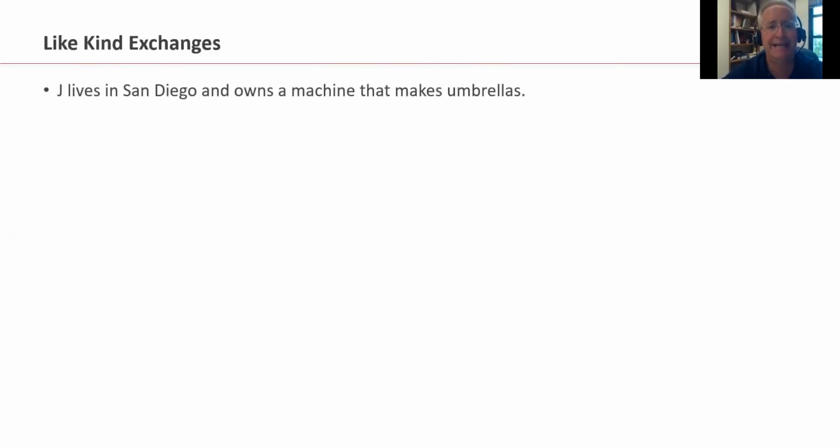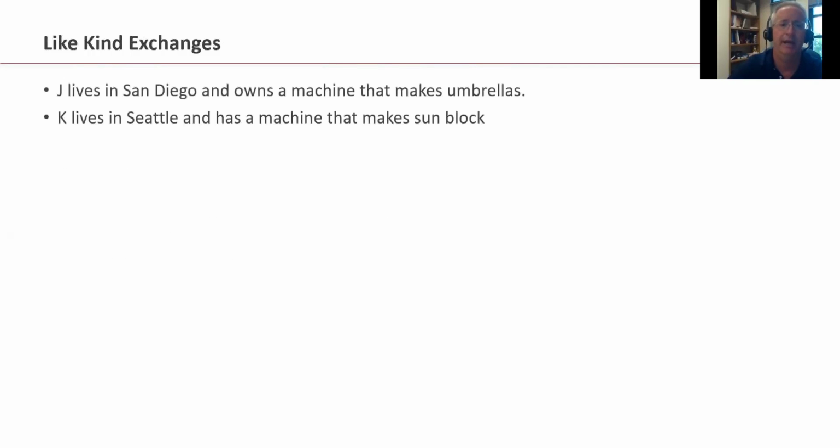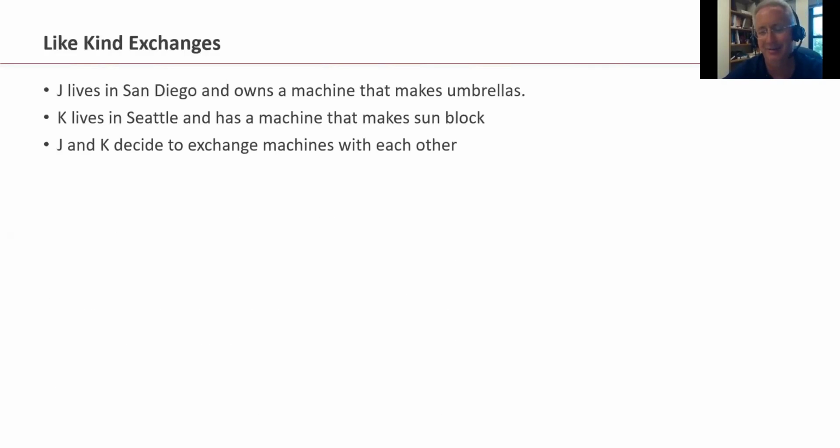So Jay lives in San Diego, and Jay owns a machine that makes umbrellas. And Kay lives in Seattle, and Kay owns a machine that makes sunblock. I'm telling you now that an umbrella factory in San Diego and a sunblock factory in Seattle, given the two climates, just doesn't make any sense. So J and K realize this and say, maybe we ought to just exchange machines with each other. Wouldn't that make more sense? Yeah, it would. I'll put the sunblock machine in San Diego. I'll put the umbrella machine in Seattle.